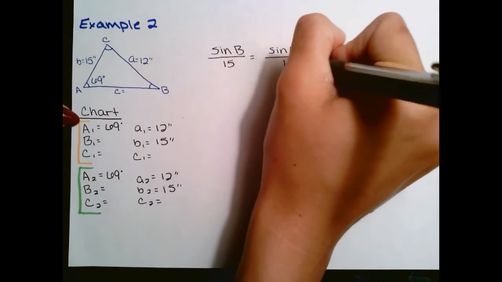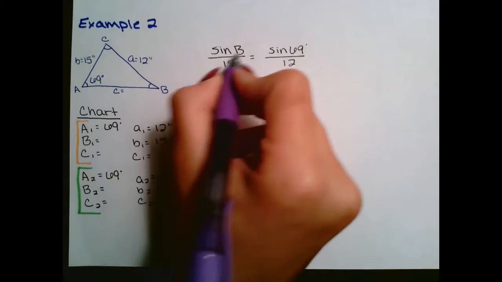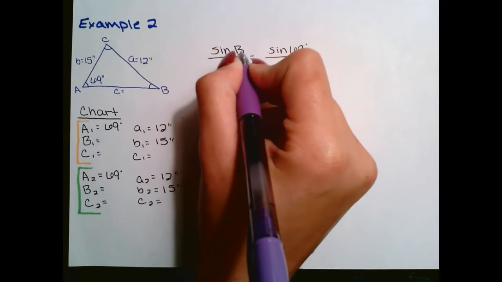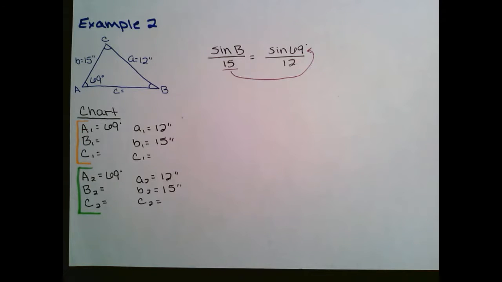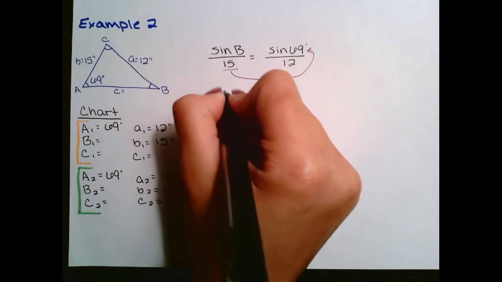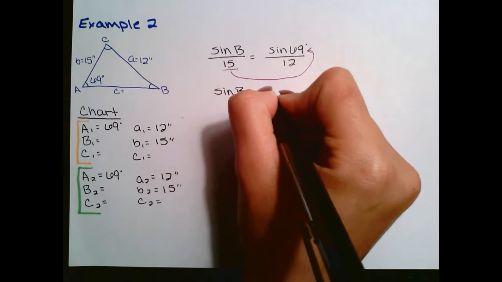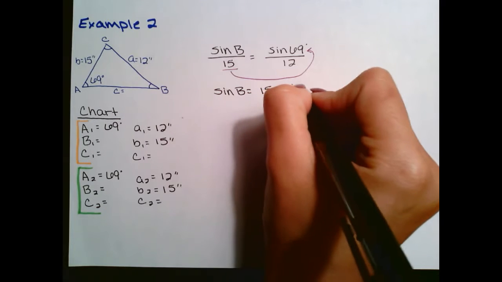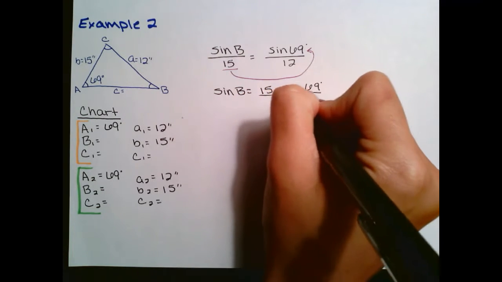over 12. I've got a little secret for you. This is going to be a nice quick problem. Our calculator is going to give us a nice hint as to what to do. So let's keep moving. We want to isolate that b, so I'm going to multiply this 15 over. And now I have sine of b is equal to 15 times sine of 69, all divided by 12.